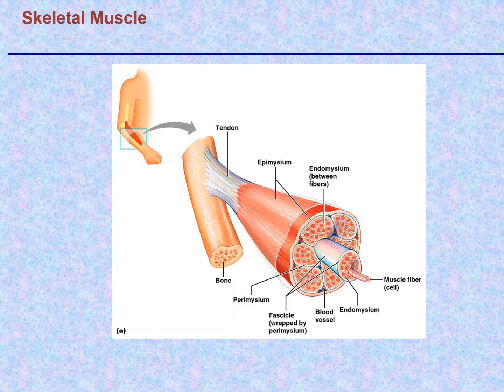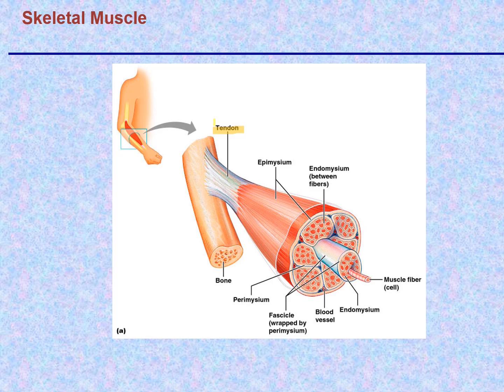Here you see a diagram of a muscle with a tendon attaching it to the bone. There you have the tendon attaching the muscle to the bone. Skeletal muscle is arranged within the organ in a particular pattern. There is a sheath of connective tissue that organizes it into separate compartments.